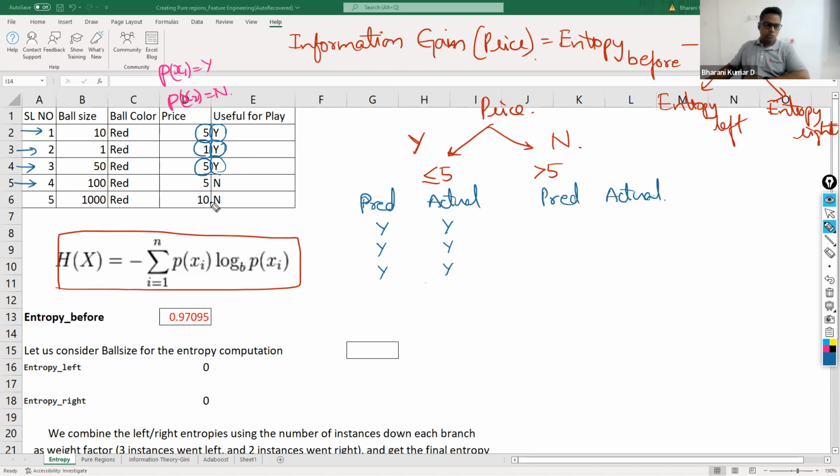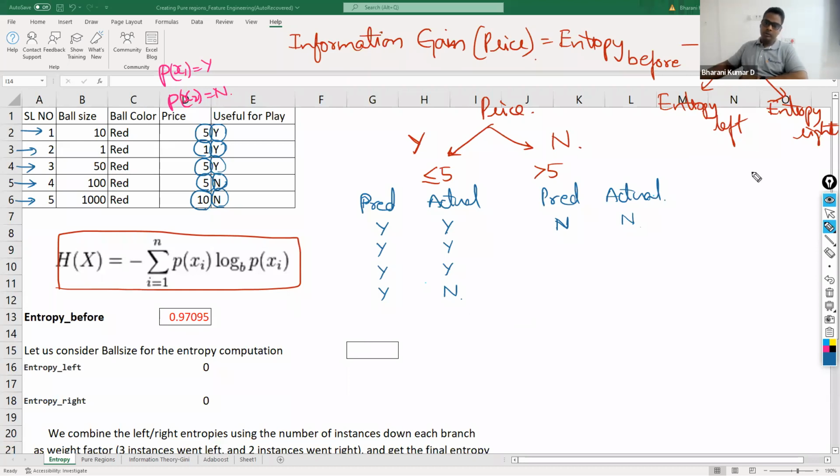Then let's go to the fourth row. We have 5. Is 5 less than or equal to 5? Yes. So the predicted value will be yes. Actual value is no. There is a mismatch. Now let's go to the next row where the value is 10. 10 is greater than 5. For greater than 5, the predicted value would be no. But what does your actual value say? That also says no. There is a match.